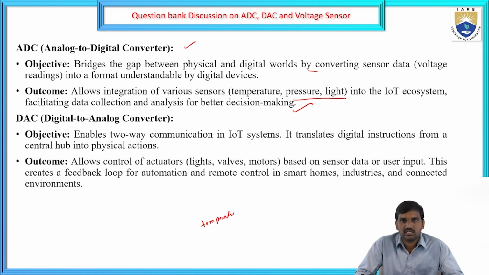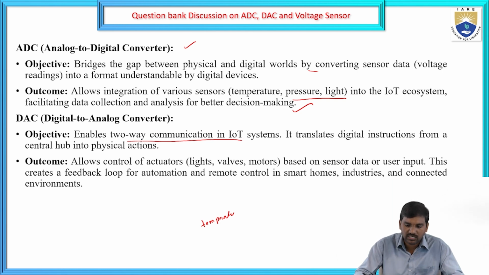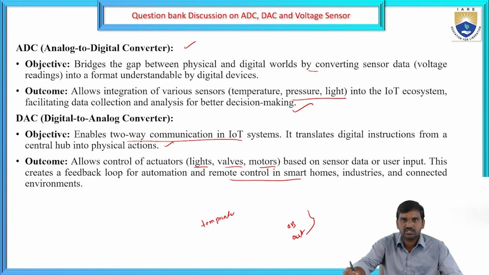And for the digital to analog converter, what is the objective? It enables two-way communication in the IoT system. It will translate digital instructions from a central hub into physical actions. And the outcome: it allows control of actuators like lights, wheels, and motors based on sensor data or user input. This creates a feedback loop for automation and remote control in smart homes, industry, and connected environments. So these are the objective and outcome of the analog to digital converter and digital to analog converter.